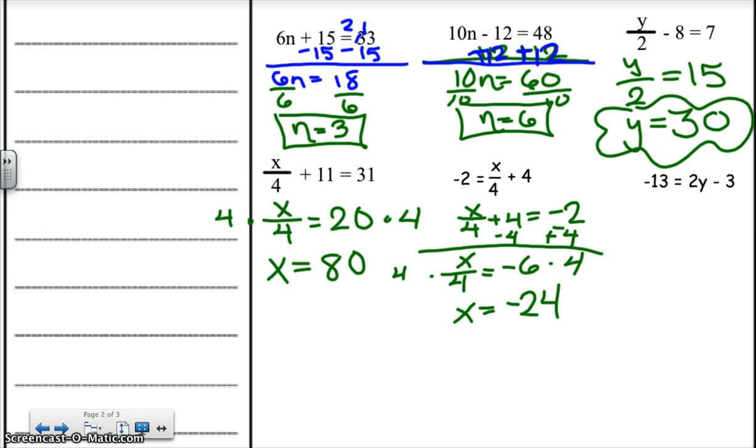Again, my variable's on the right-hand side, so I'm rewriting it. 2y minus 3 equals negative 13. Add 3, move what's not connected. 2y is equal to negative 10. Divide by 2, y is negative 5.